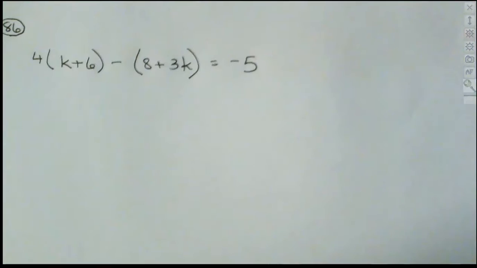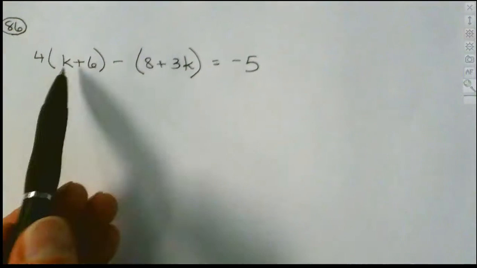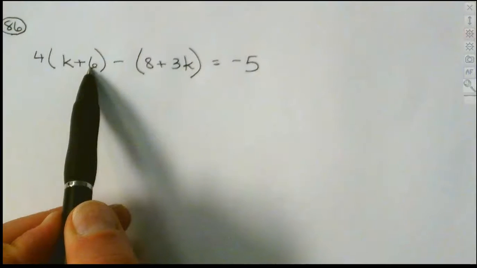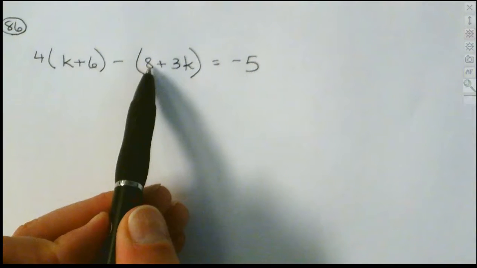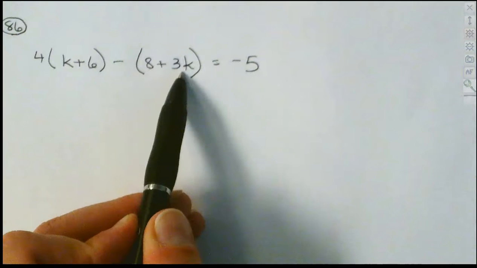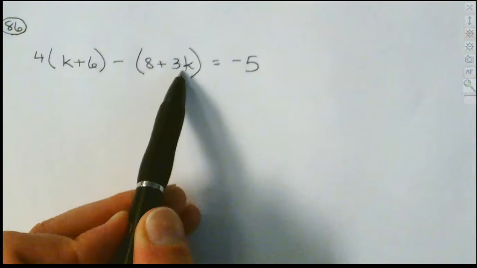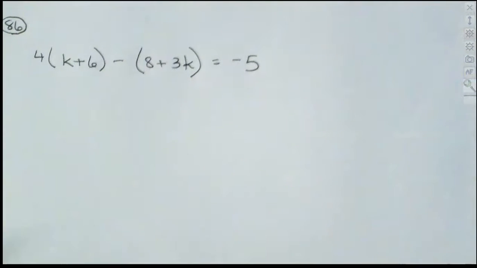Well, what do we need to do here? First thing, before we do anything else, we need to make sure that our parentheses are done first. Now, nothing can go together inside because a k and a 6 can't be combined. 8 and a positive 3k can't go together either because that's got a k, that one does not. So what we now need to do is use our distributive property. So we're going to distribute that 4 through.